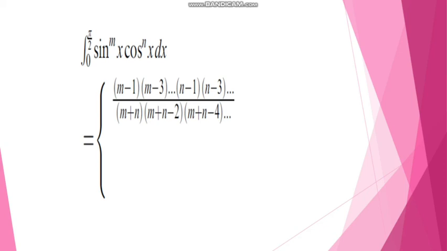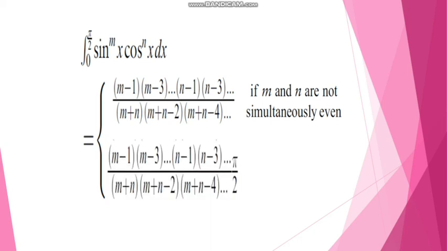Now you can see in the denominator, the resultant denominator will be, you can add the two exponents for the two different trigonometric functions sine and cosine, that is (m plus n) times, with a decrement of 2, (m plus n negative 2), (m plus n negative 4), proceeding in this way until some constant is presented in the denominator. This is possible only when m and n are not simultaneously even values. Later you have the same result, multiplied with pi upon 2. This is possible only when both m and n are even values.